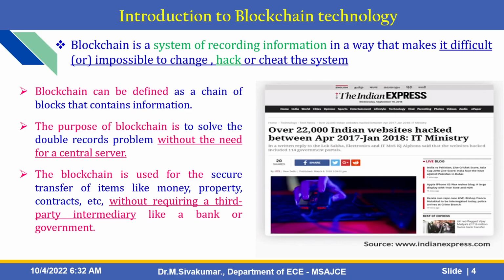How did it happen? Because of so many hackers in the world, they are able to hack the site, hack the system and all. This blockchain technology is coming for this purpose only, to solve the double record problems without the need for a central server. It is used for secure transfer of items like money, property, contracts, etc. without requiring a third party intermediary like a bank or government. Blockchain can be defined as a chain of blocks that contains information. Then how it is used, let us see.